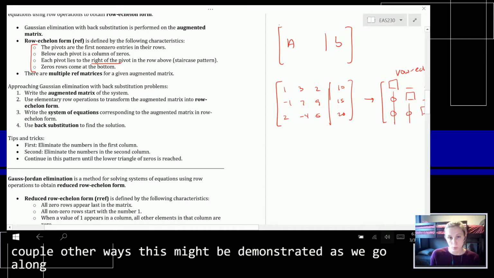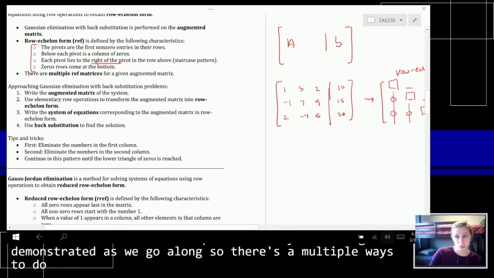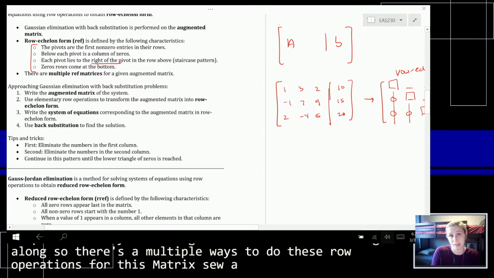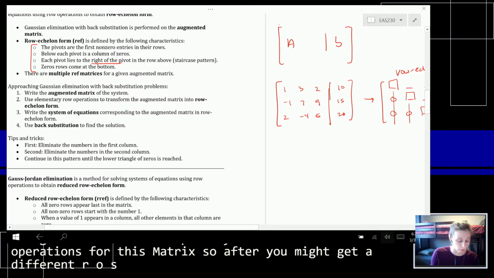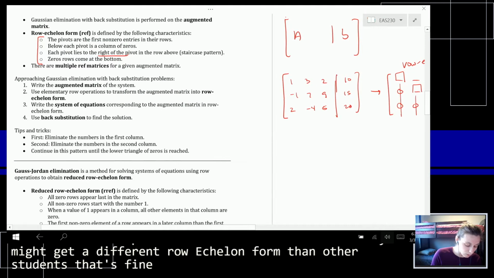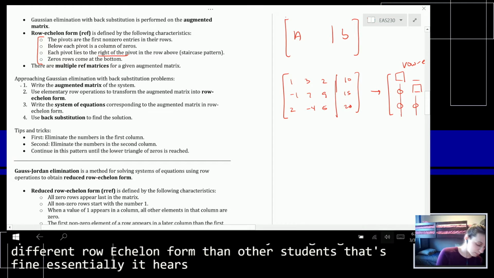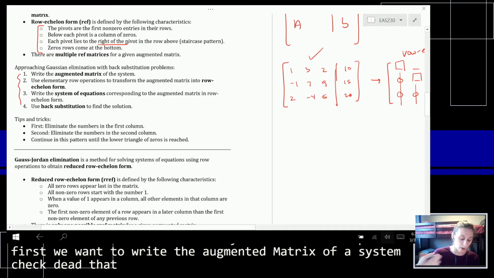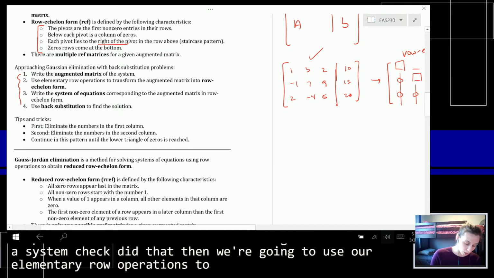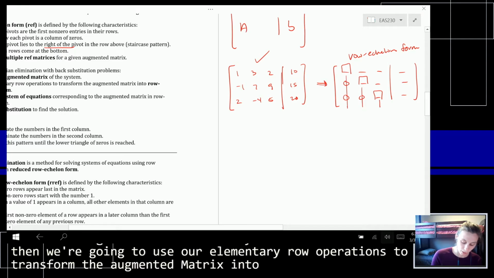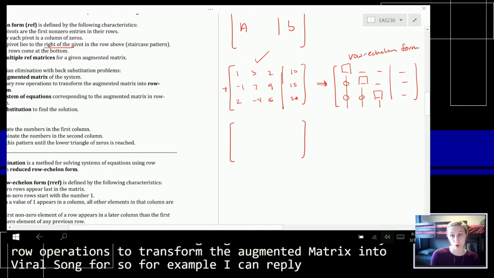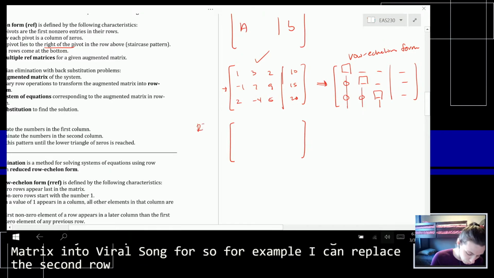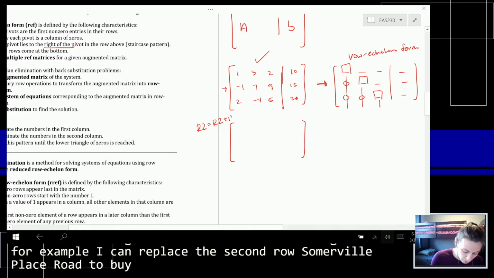So there's multiple ways to do these row operations for this matrix. So you might get a different row echelon form than other students, that's fine. But essentially, here's our steps. So first we want to write the augmented matrix of the system. Check, did that. Then we're going to use our elementary row operations to transform the augmented matrix into row echelon form. So for example, I can replace this second row. So I'm going to replace row 2 by saying row 2 plus row 1.